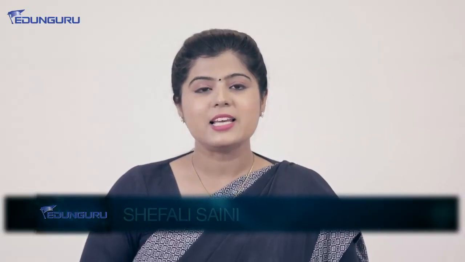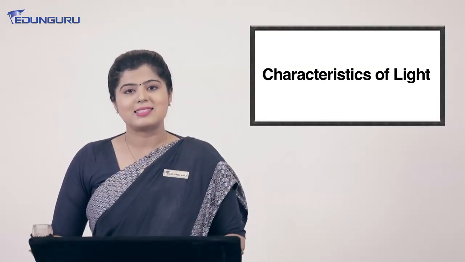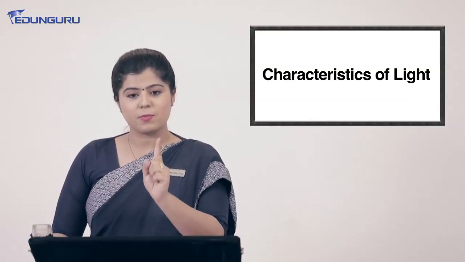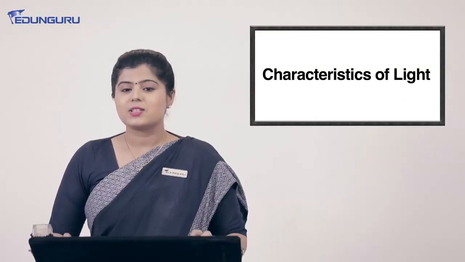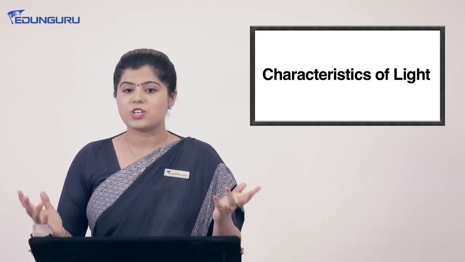Hello students, today we are going to start with a new chapter, Light, Shadows and Reflection, and in this module we are going to study about light and its characteristics. So first I want to ask a question from Ashish. Ashish, tell me one thing, how do we see things around us? Through our eyes. Yes, he is absolutely right. Because of eyes, we are able to see beautiful things around us.